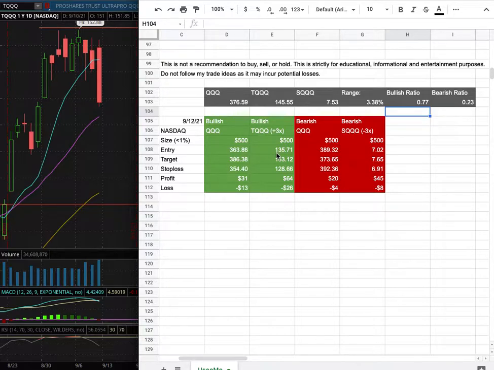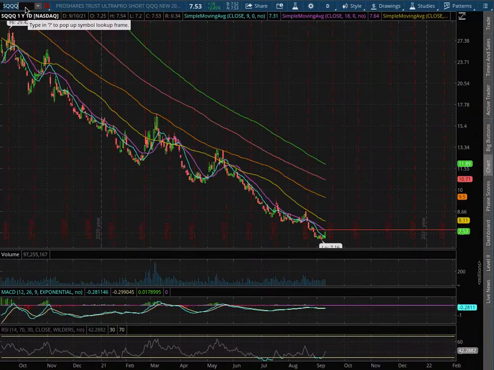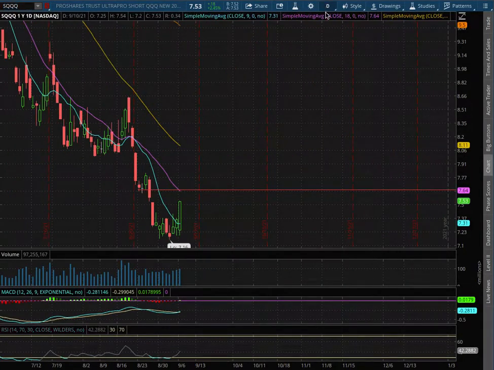My long entry is at $135.71, and that is this range there. My sell target is at $153.12, and that is this range here. My stop loss is at $128.66. As for SQQQ, on Friday, it closed above 2.5%.